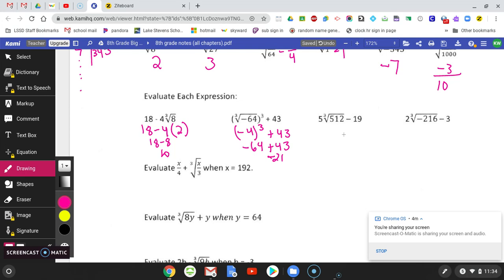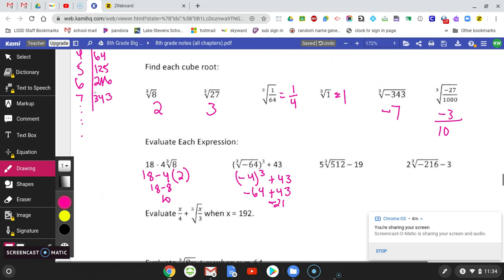All right, so I have the cube root of 512. We didn't extend our table, hopefully you have. So the cube root of 512 is actually going to be 8. So I have 5 times 8 minus my 19. Do my multiplication first, which gives me 40 minus 19, and then do that subtraction, which is 21. Sorry, my pen carries sometimes.